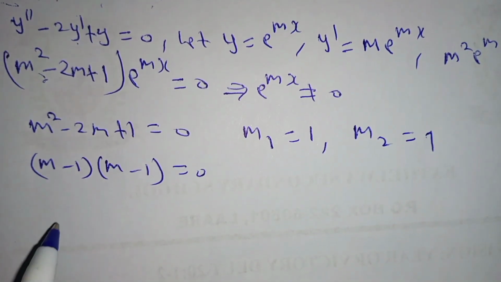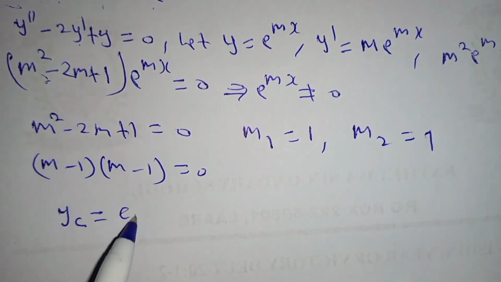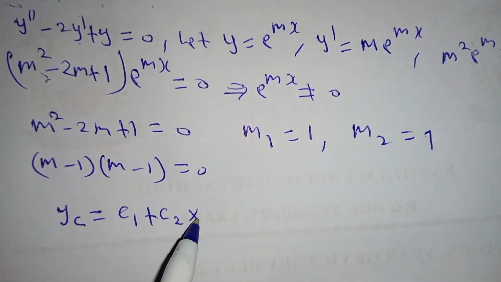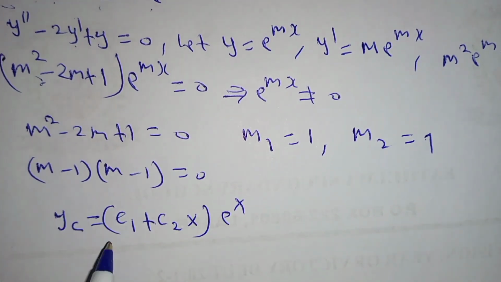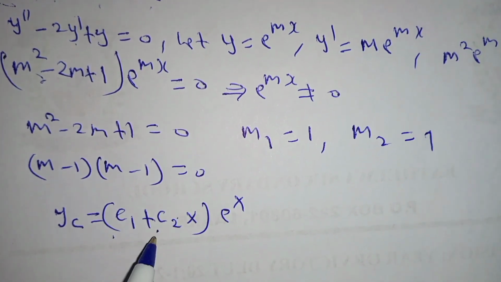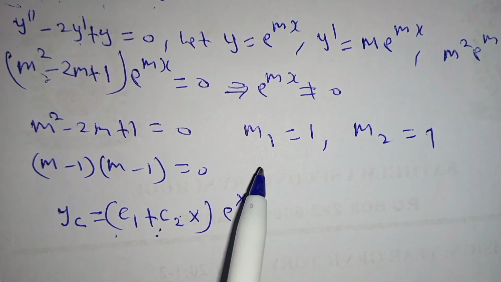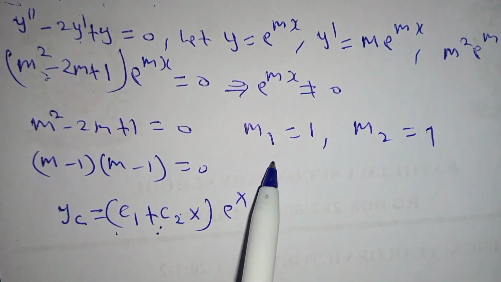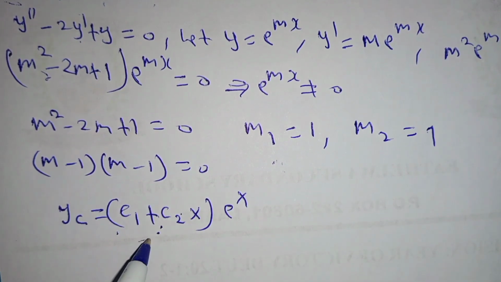Meaning that our m1 is equal to 1 and our m2 is equal to 1. So our solution for the complementary part becomes c1 plus c2 x, times exponential x. On how we arrive at this solution, check my channel. I have shown you why we write the solution in this form when we have roots that are real, equal, and repeated.